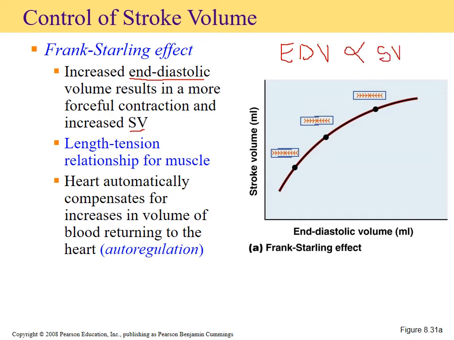And this all has to do with the mechanics of being able to form your cross bridges, and obviously the heart will try to regulate itself so that it has a nice consistent cardiac output. If your end diastolic volume goes down, then your stroke volume goes down as well. So basically one controls the other, and that's what the Frank-Starling effect says.